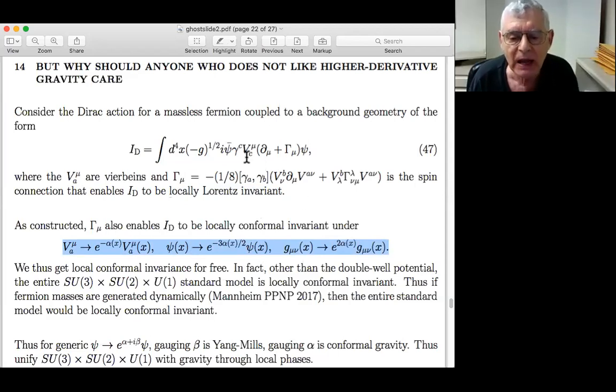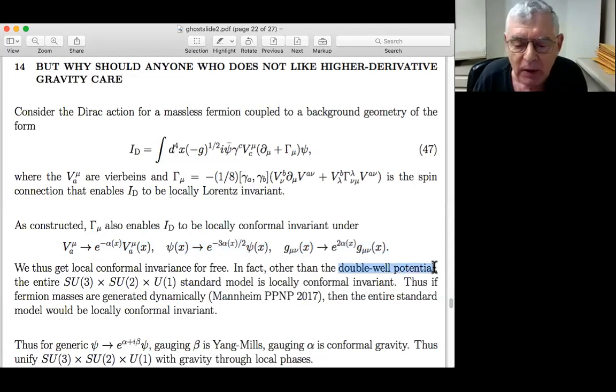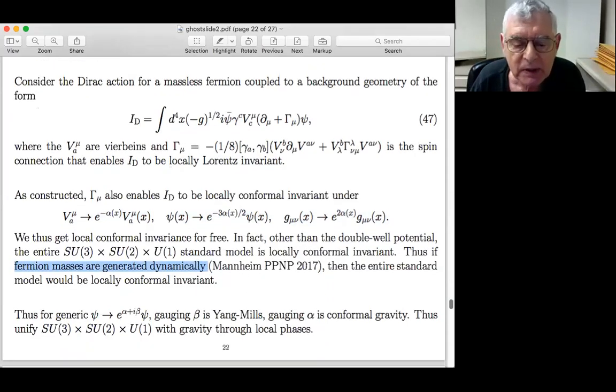And so the standard theory, and this remains true if you put in the quantum SU3 cross SU2 cross U1 quantum numbers, the standard theory is locally conformal invariant, except, of course, for the double well Higgs potential. The only way to get around that is fermion masses have to be generated dynamically, and I've discussed that in a paper that was published recently.